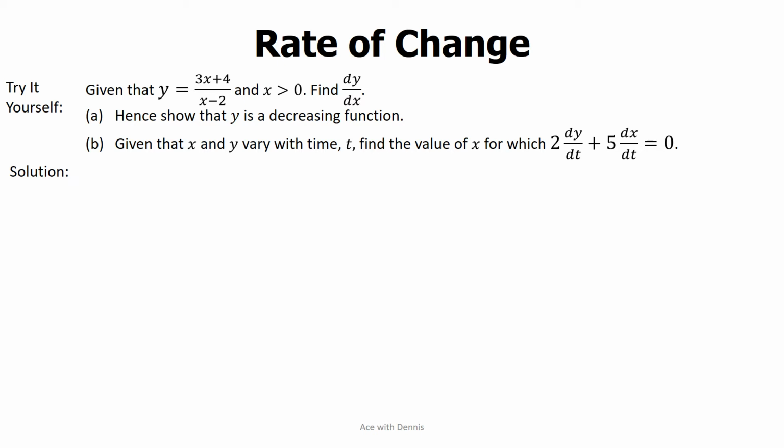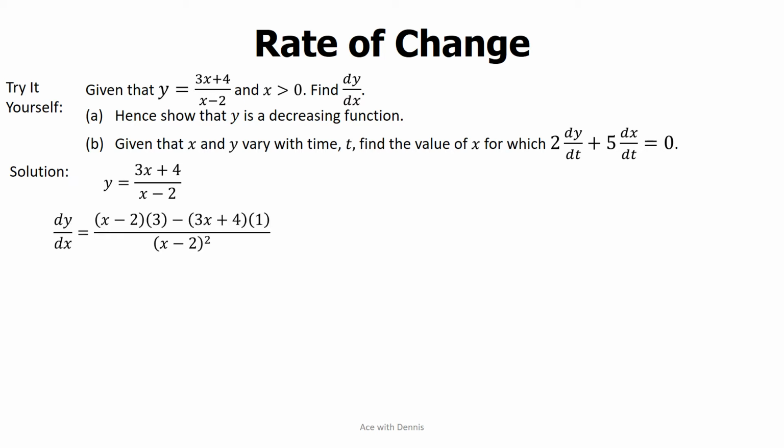Okay, now let's look at the solution. So we know that the equation is y equals 3x plus 4 over x minus 2. Since we want to find dy over dx, we need to apply the quotient rule. So dy over dx will be (v du over dx minus u dv over dx) over v squared, which is (x minus 2) times 3 minus (3x plus 4) times 1 over (x minus 2) squared. Expand, we get 3x minus 6 minus 3x minus 4 over (x minus 2) squared. Okay, and we get dy over dx equals negative 10 over (x minus 2) squared.